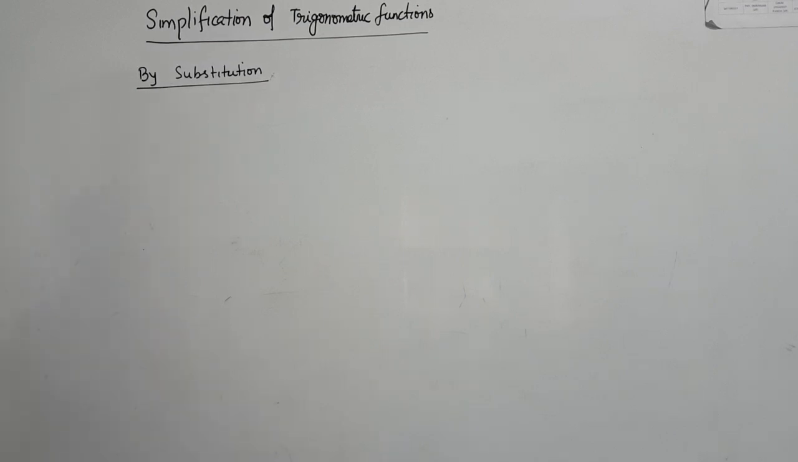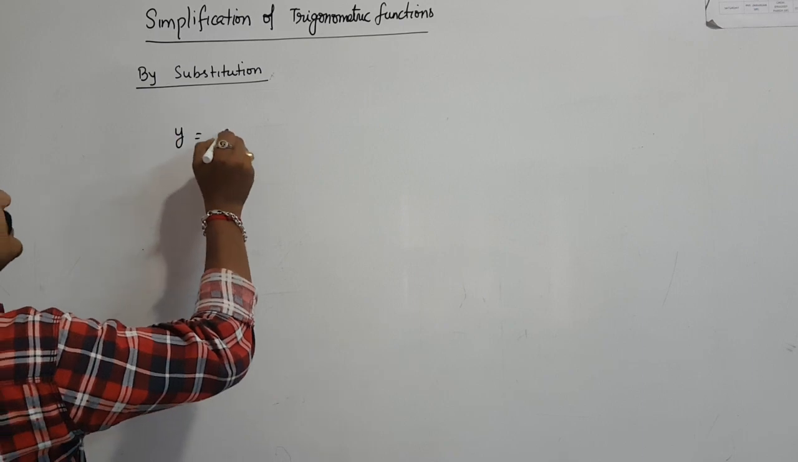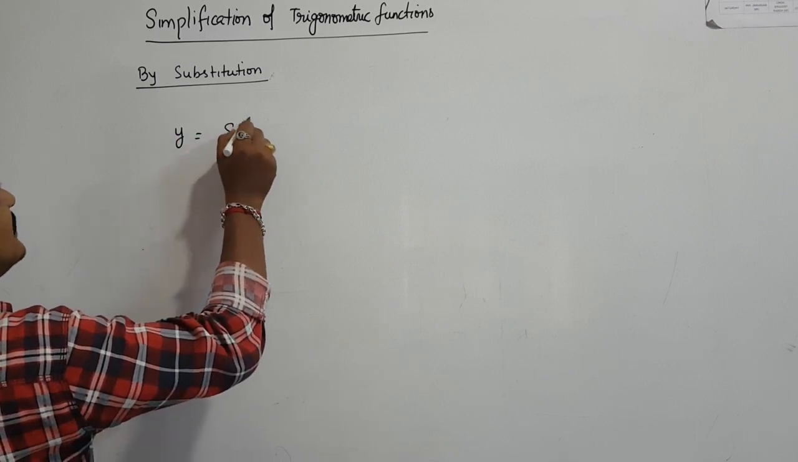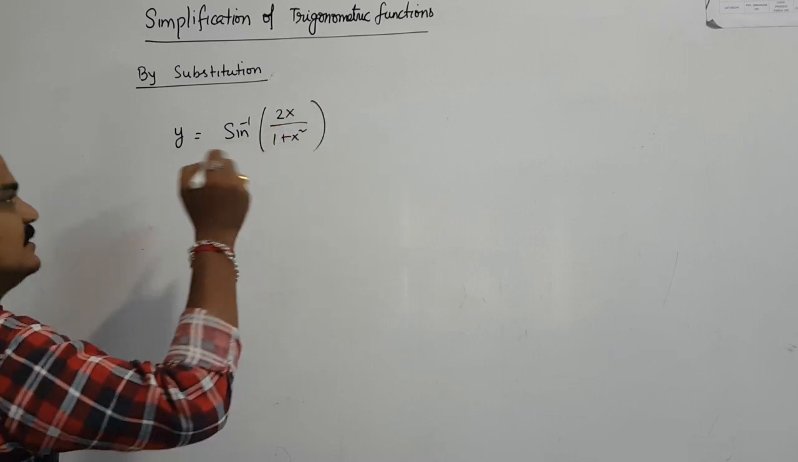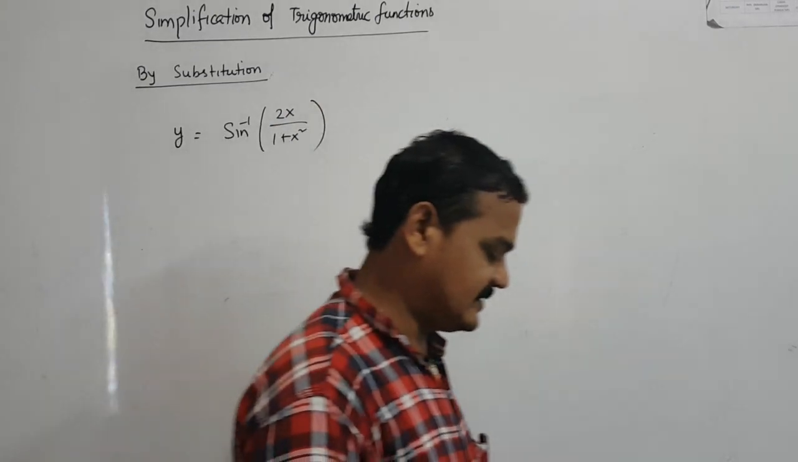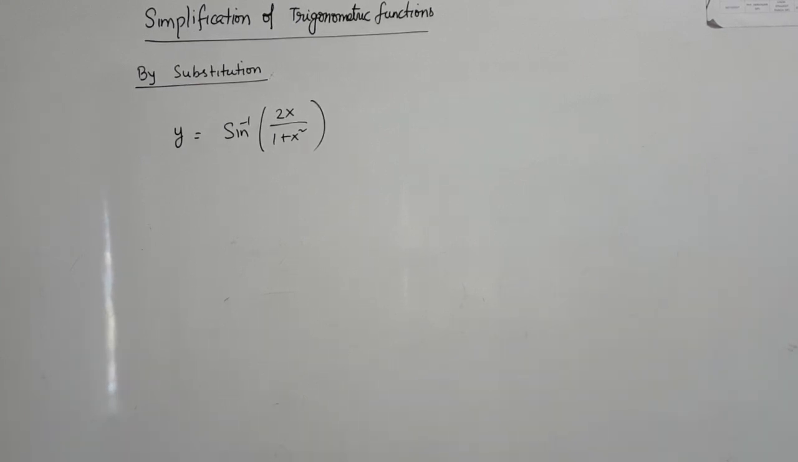Now see, y is equal to sin inverse of 2x by 1 plus x square. Here you just observe: y is equal to sin inverse of 2x by 1 plus x square.